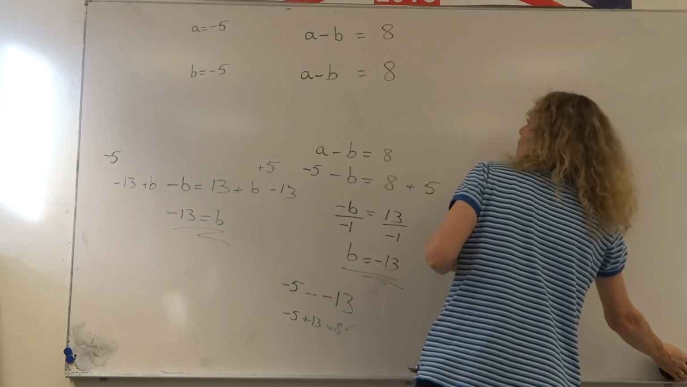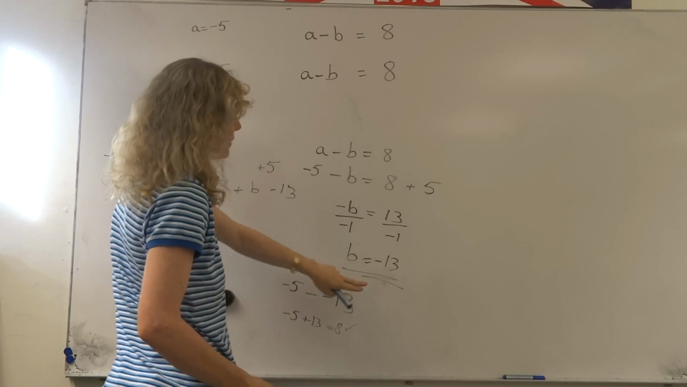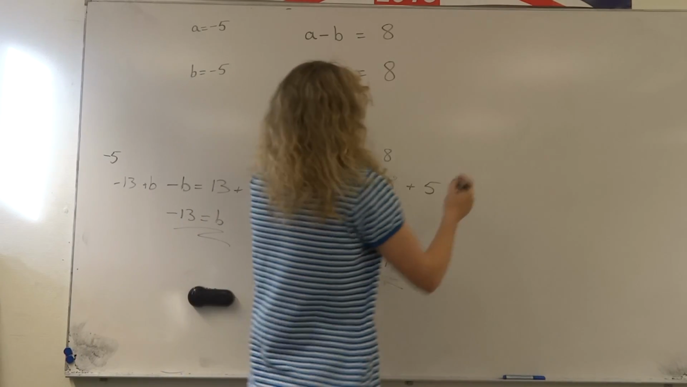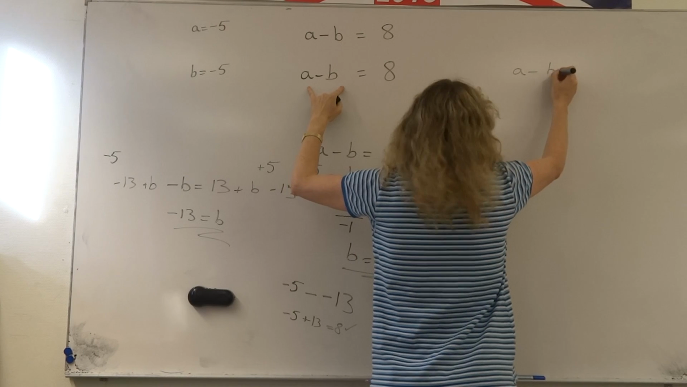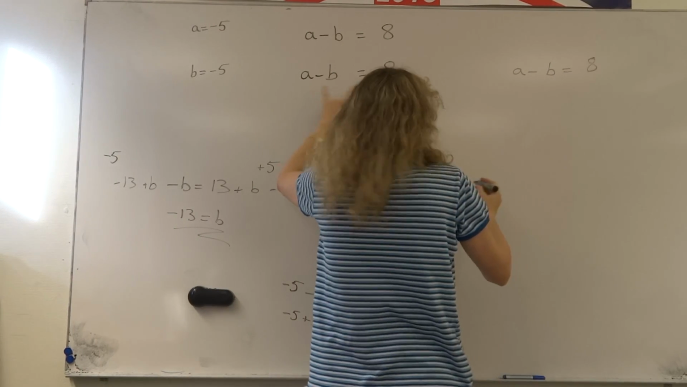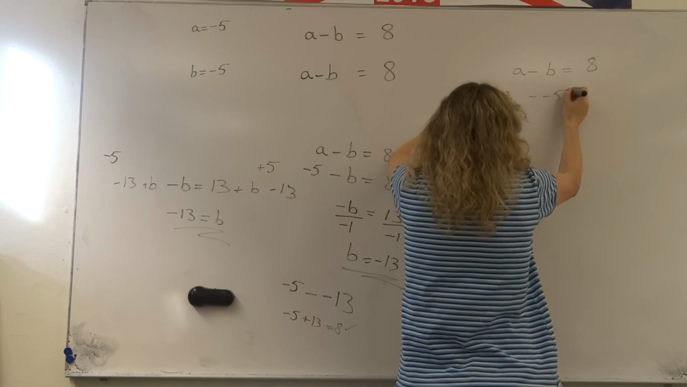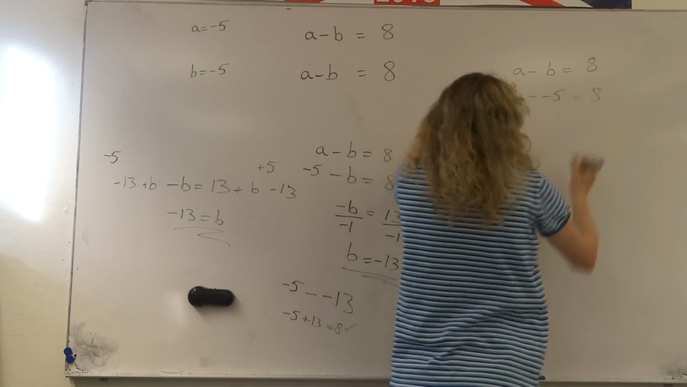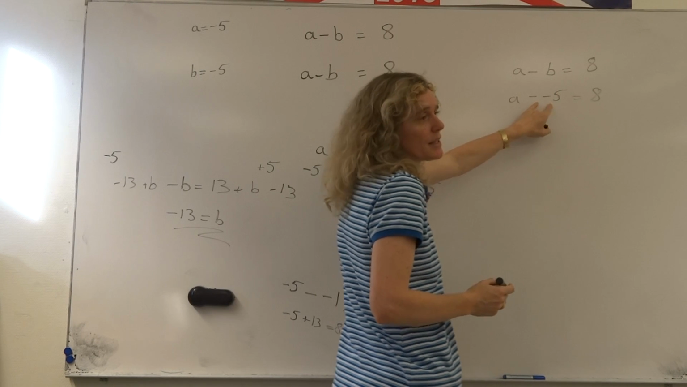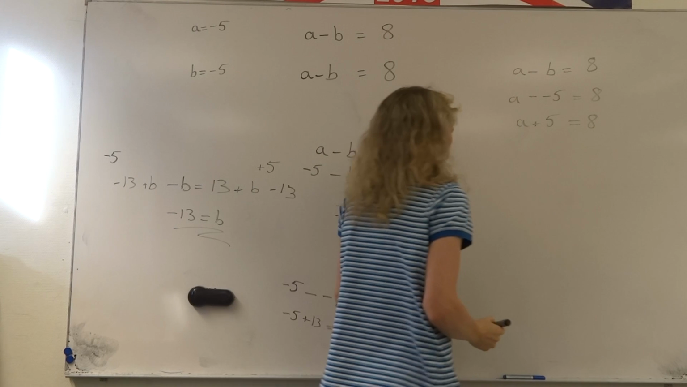Okay, so we know that when A is minus 5, B is minus 13. What about if B is minus 5 then? So here's our equation. A minus B equals 8. But now we're saying B is minus 5. So we get A minus minus 5 equals 8. This one's almost easier. Minus times a minus is a plus. So what we know is that A plus 5 equals 8.